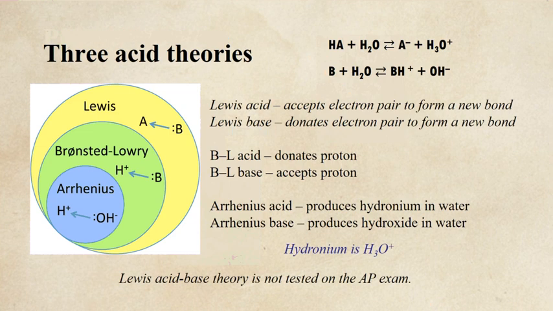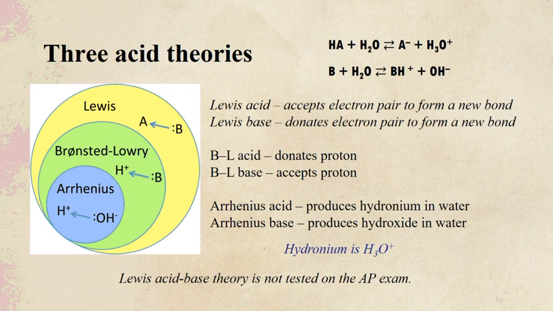Three big acid theories sort of govern all of chemistry. The first was the Arrhenius theory, and it was the most narrow of the three. Basically, Svante Arrhenius came to the conclusion that Arrhenius acids produce hydronium ions or hydrogen ions in water, and bases produce hydroxide in water.